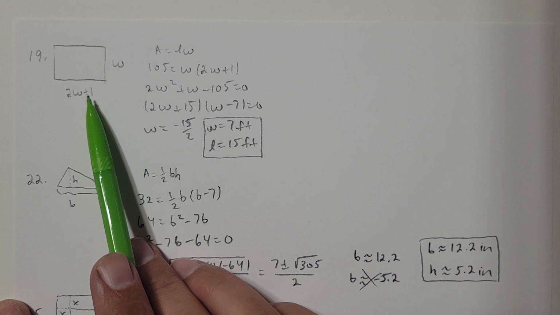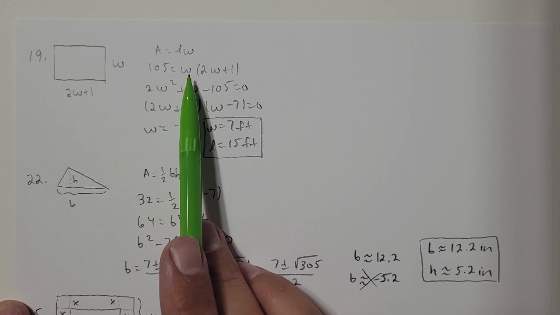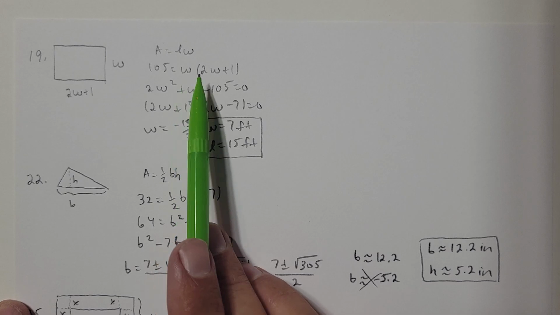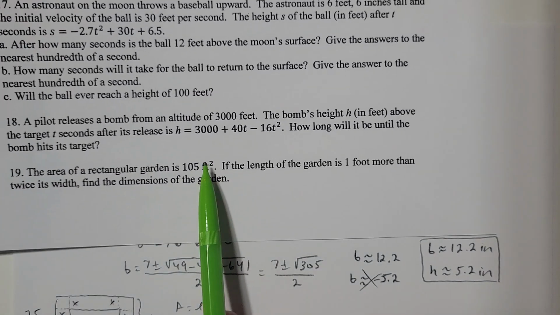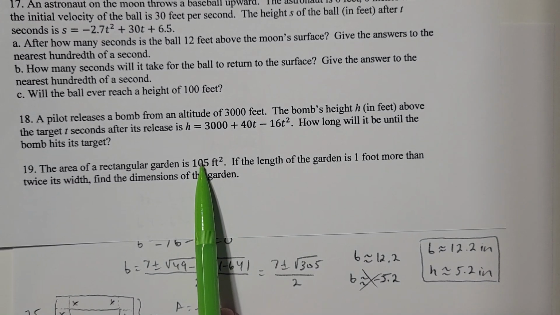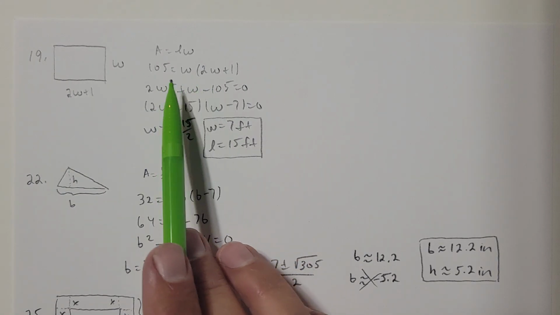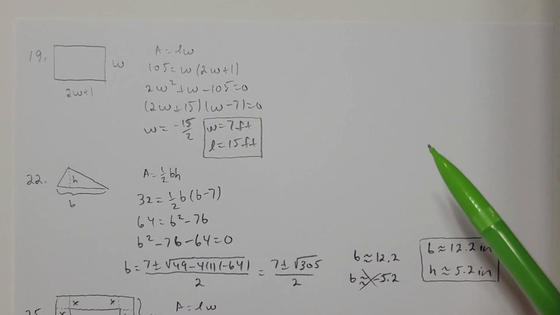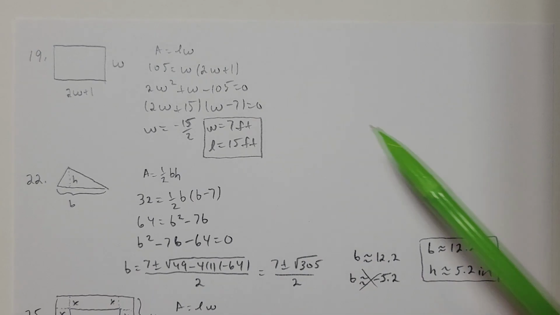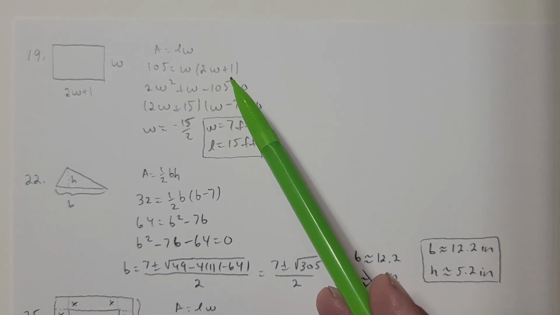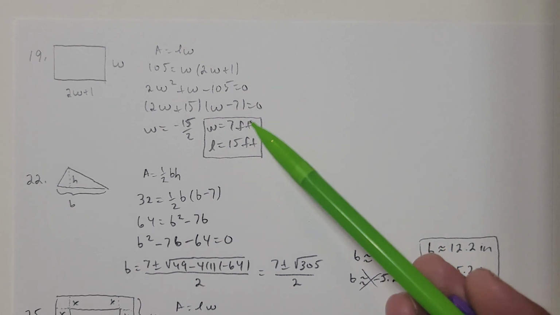Okay, the area of a rectangle is length times width. So if I multiply these two things, I got W times 2W plus 1. That is equal to 105 square feet. Okay, so this would be my setup equation that I would need to solve for. And if I distribute W and then get everything onto one side there, I got 2W squared plus W minus 105, that's all equal to 0. Okay, and that's my quadratic equation there.